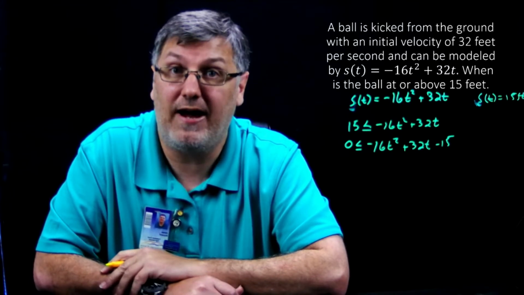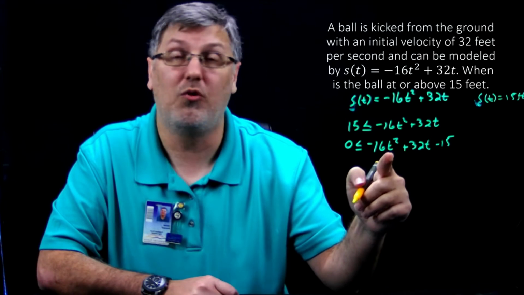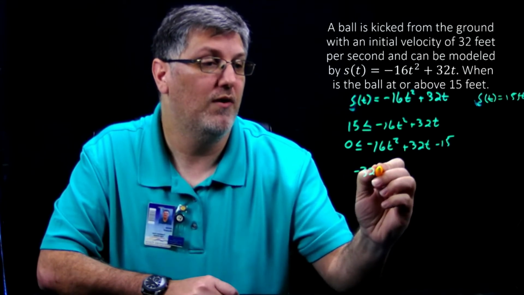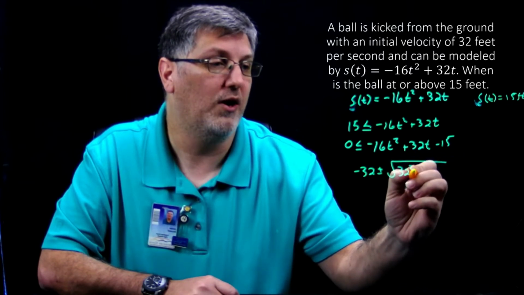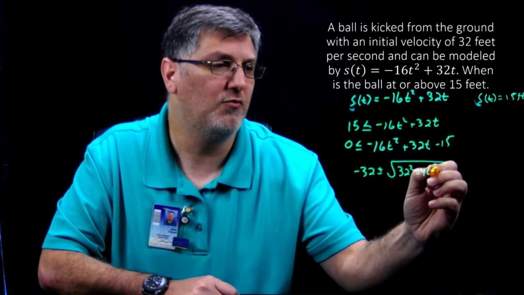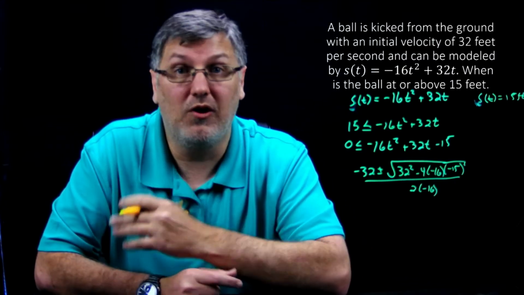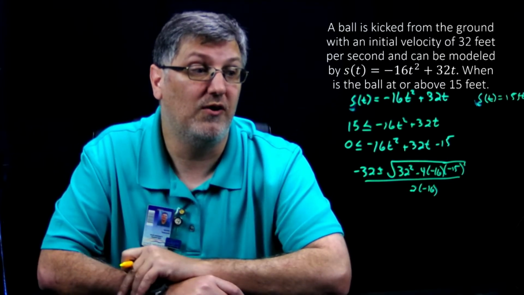I'm not going to try to factor it. I'm not going to do anything. I'm going to jump right to the quadratic formula because this is a quadratic. So I can do my negative b. So negative 32 plus or minus the square root of 32 squared minus 4 times my a times my c, all over 2 times my a. Whenever you have a quadratic, you can always use the quadratic formula. It's never going to fail you, as long as you do it correctly.